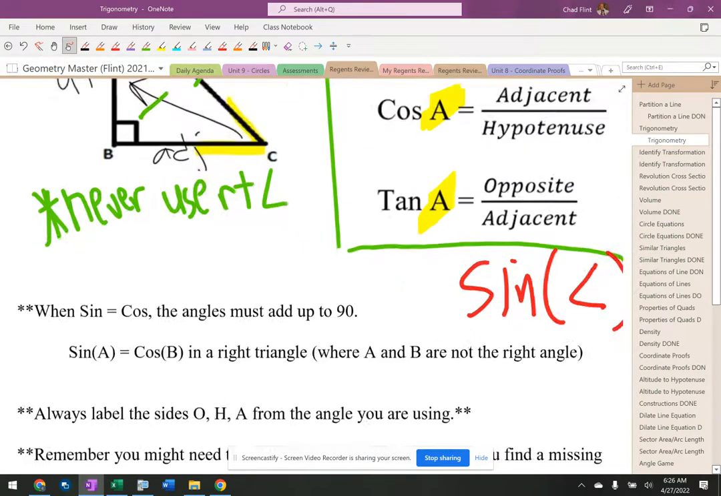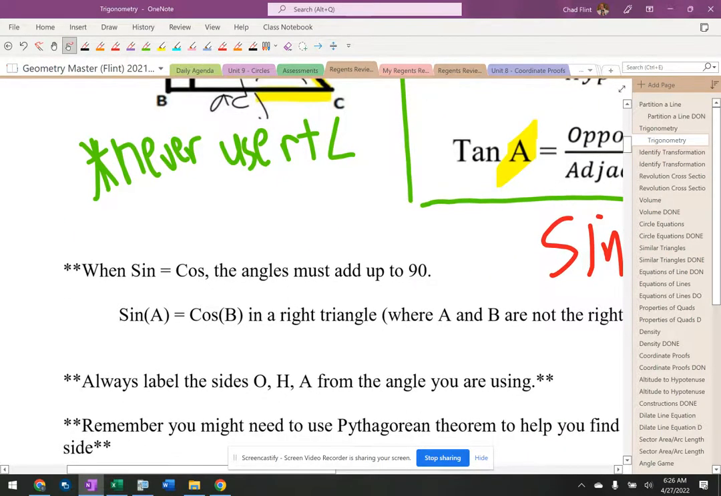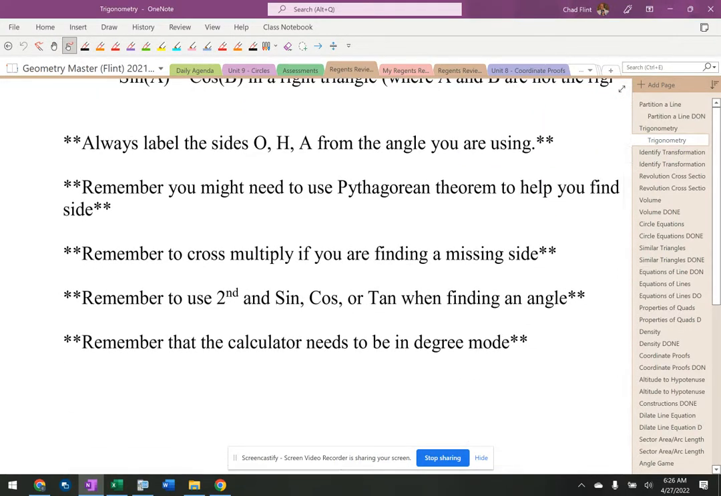All right. Other things to remember. Sometimes problems will get dropped in there. Sine equals cosine. All right, so when you want to say that a sine value is equal to a cosine value, the two angles have to add up to 90 degrees. Okay, they're not the right angle, because if one of them was a right angle, it wouldn't add up to 90. All right, also remember, Pythagorean Theorem could be slipped in here any place.